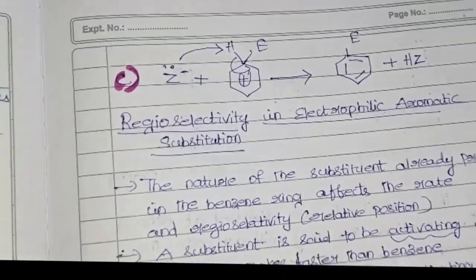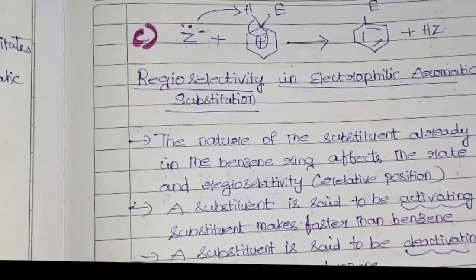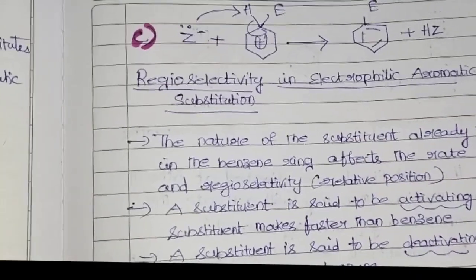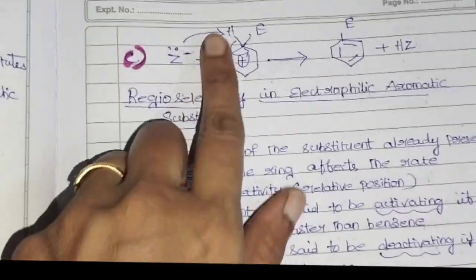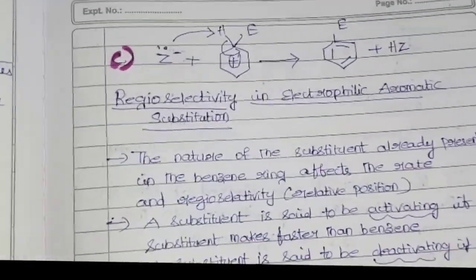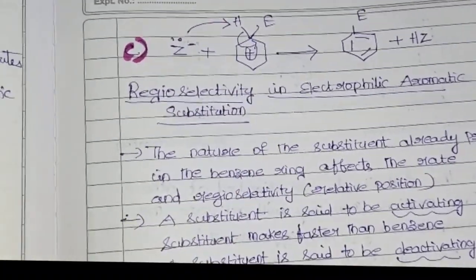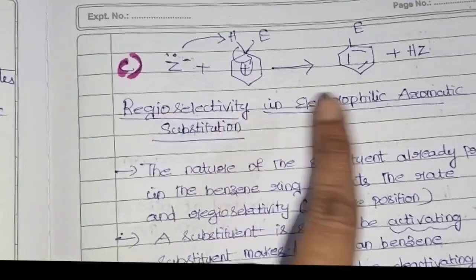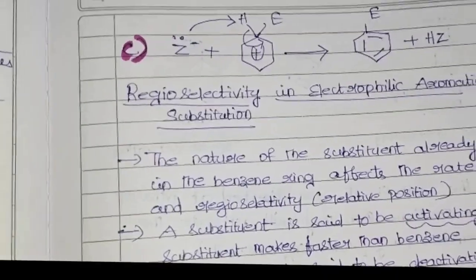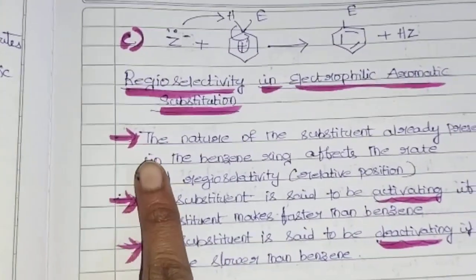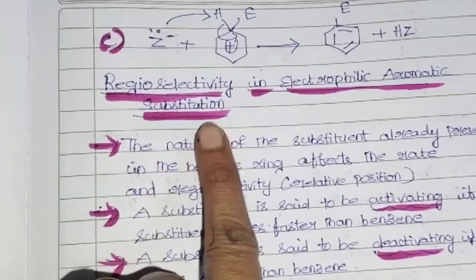Like this we can see, and we can tell the effect of the substituent groups. Whatever substitution takes place here, the effect of the electrophiles depends on the regioselectivity. So the next topic is regioselectivity in electrophilic aromatic substitution reaction. Let me explain this.